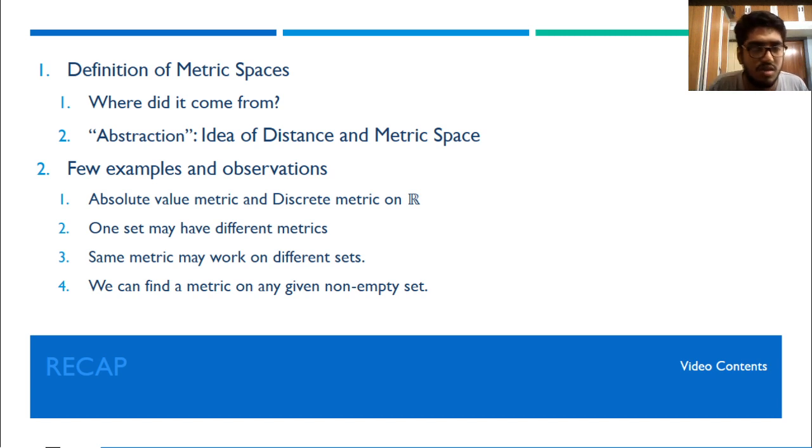And we also talked about some properties that we observed from the initial examples that we followed, the absolute value metric. First observation was that one set may have different metrics. Second property is that the same metric may work on different sets. Third, that we can find a metric on any given non-empty set.